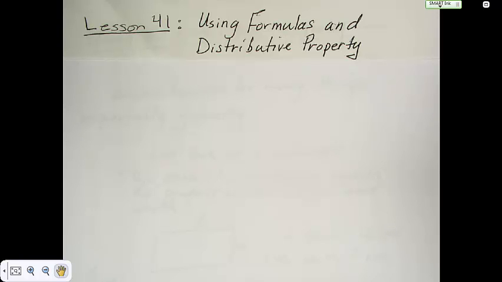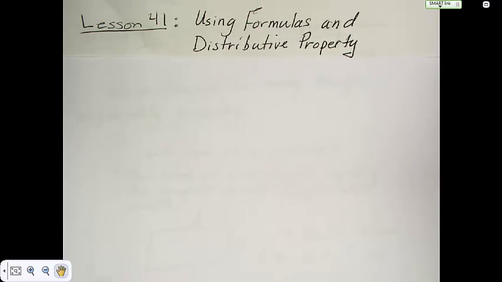Hi there. Today we're going to talk about Lesson 41. Lesson 41 has to do with using formulas, and as a part of using formulas, it's also going to talk about the distributive property. This isn't a difficult concept, but one that we need to discuss because it continues to build as long as you are in math. You will be using the distributive property quite a lot.